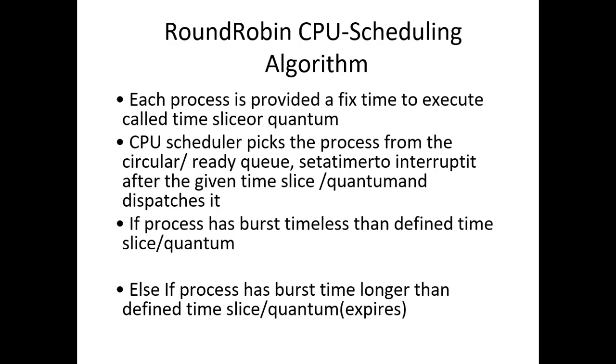Some advantages are available for the round robin CPU scheduling algorithm. It is starvation free, since every process will be executed by the CPU for a fixed interval of time. It is also simple and easy to implement. So these are the advantages.